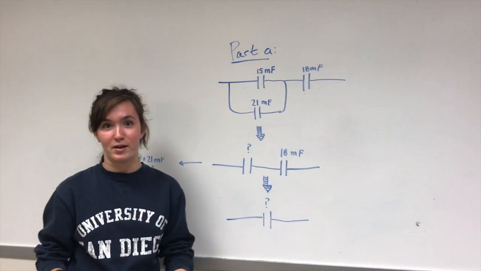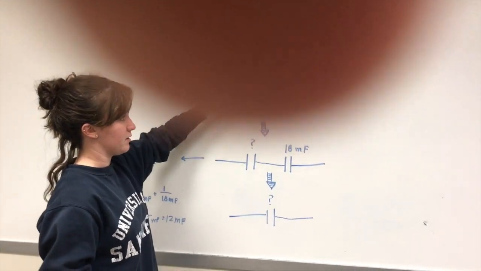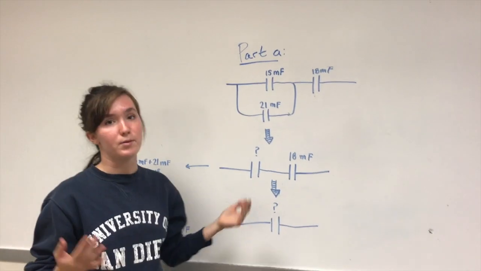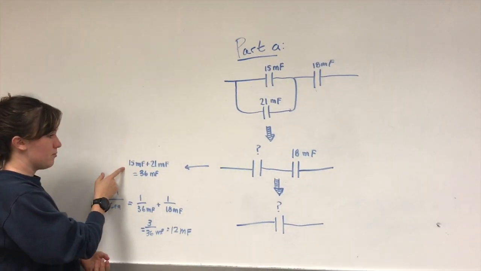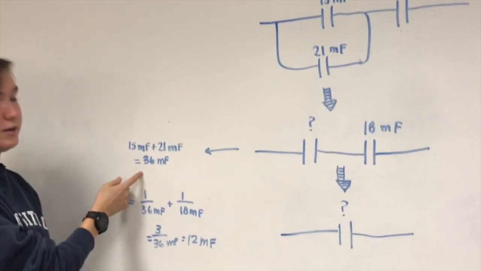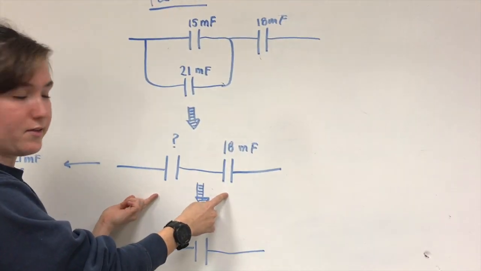Okay, so now that we've simplified our circuit down a little bit, the next thing we have to do is combine these two that are in parallel. And so capacitors in parallel are additive, so we add 15 microfarads and 21 microfarads to get 36 microfarads, which creates two capacitors in series.